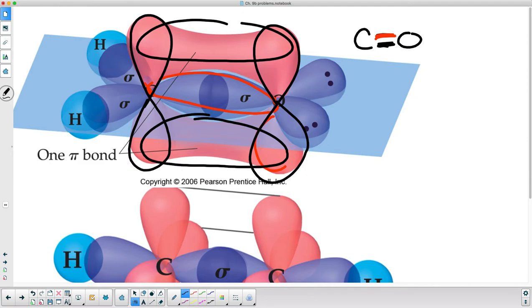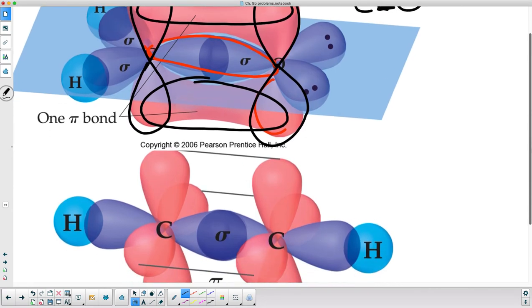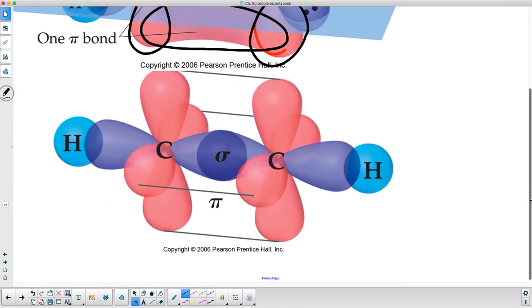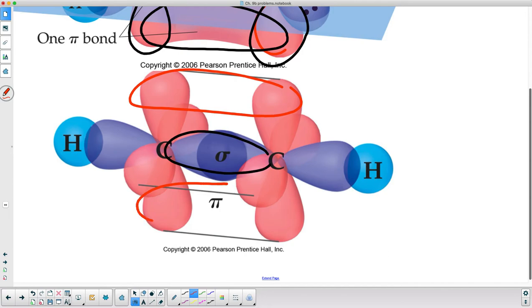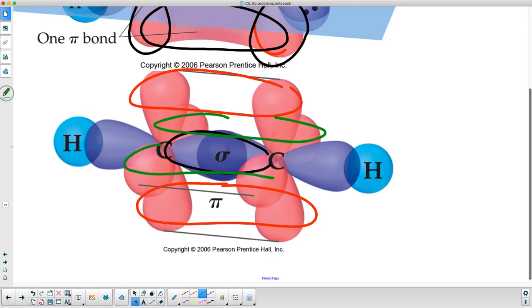Well, what happens if we have a triple bond? Well, a triple bond would be a sigma first, just like you see here, and then here is one pi bond, happens here and here, that's one, and then a third one happens. I don't know if you can see it, because it's three-dimensional, it's kind of back behind there.